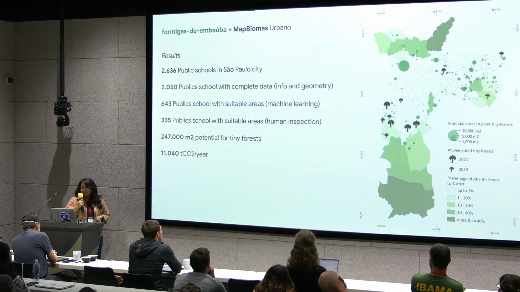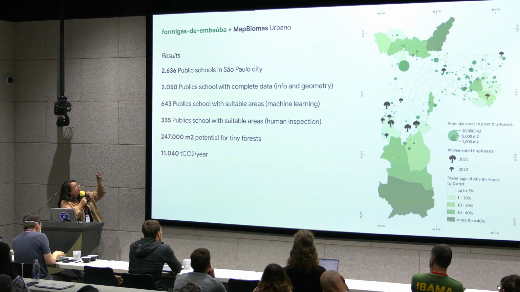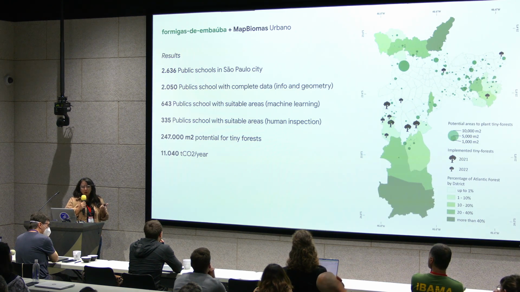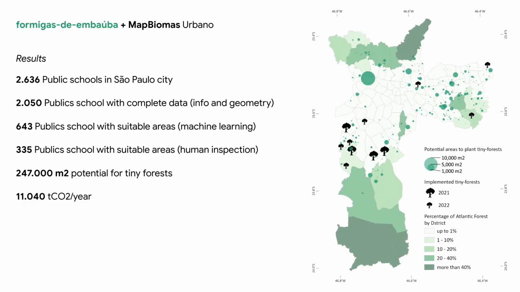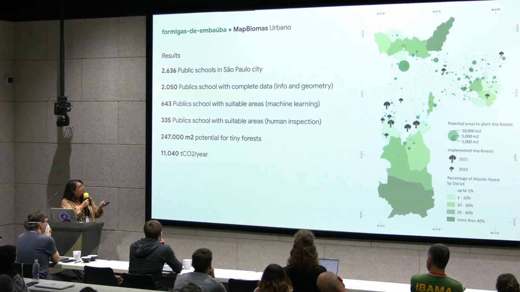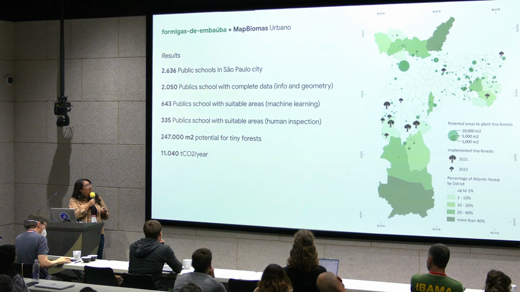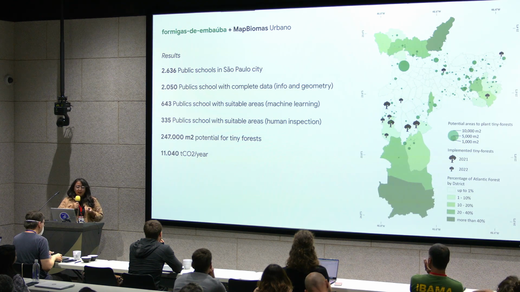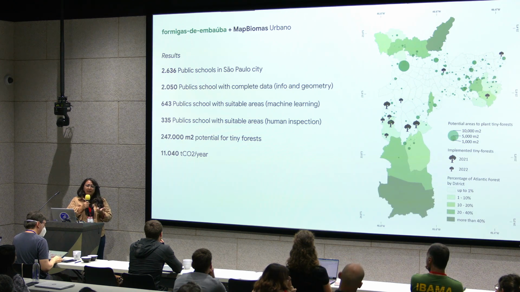The results. From all public schools in São Paulo, we could get complete data for 2,000 schools. Complete data means the identification and also the plot of the school. We found suitable areas in 643 public schools with our machine learning process. Human inspection reduced the number of public schools to 300. The main errors we found were especially the misidentification of school plots in the municipality database.